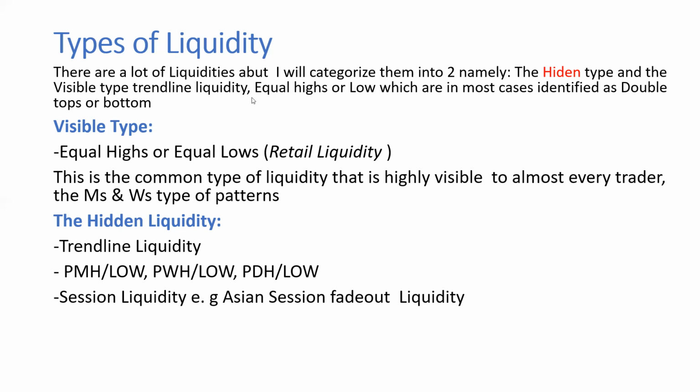The visible type of liquidity is the one that is well known by most people, almost all retail traders, and even us. I'm sure when we were in the retail world, we used to see a whole lot of information. It is known to be a reversal type of pattern. Every time we see an M formation or a triple top, we just visualize it and say, okay, that's a reversal pattern.